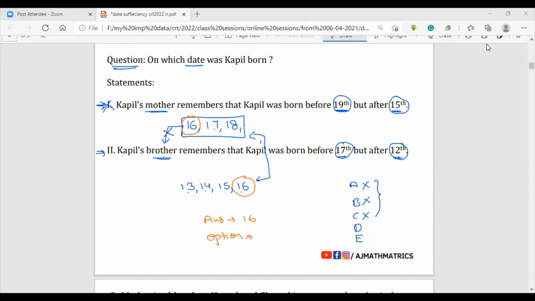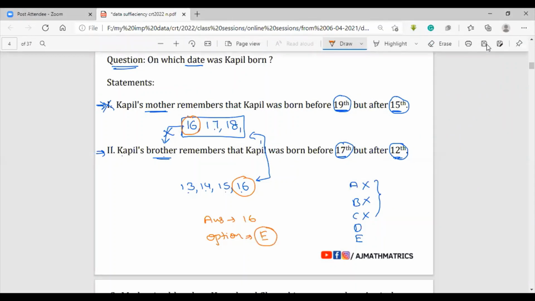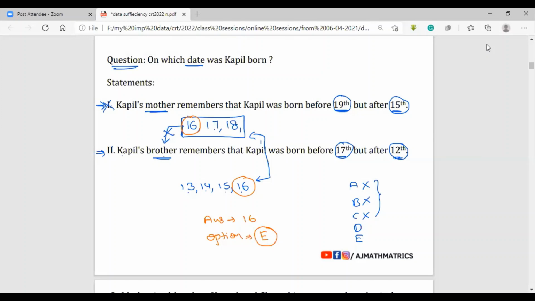Both the statements are necessary. So the option for the question is E. Clear, guys? The option for the question is E. So D is eliminated. We can find the answer by checking the two statements. So the option is E, guys, it is not D. Check it.